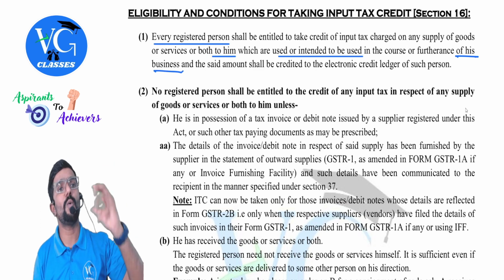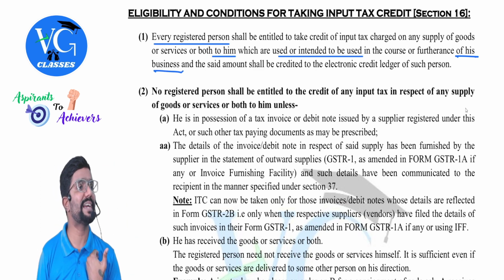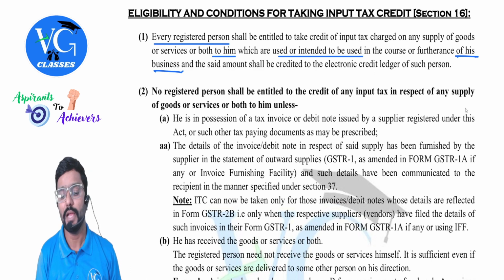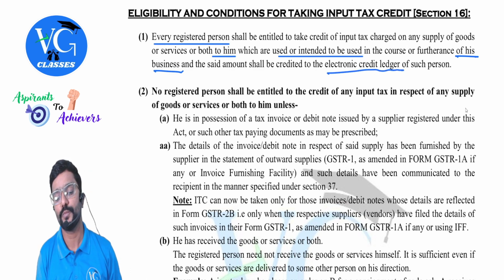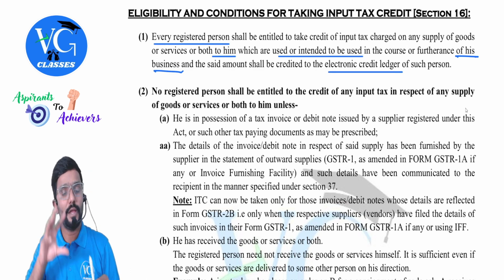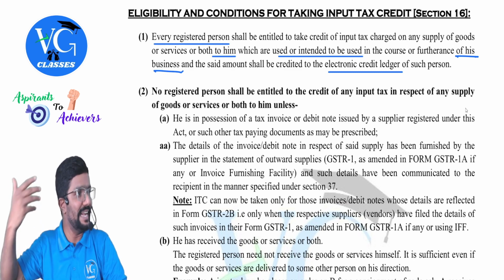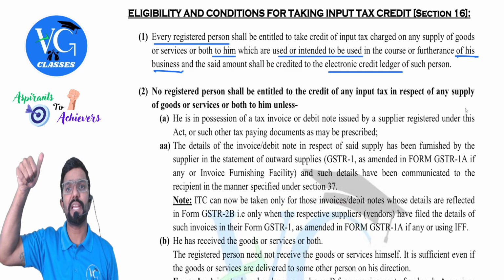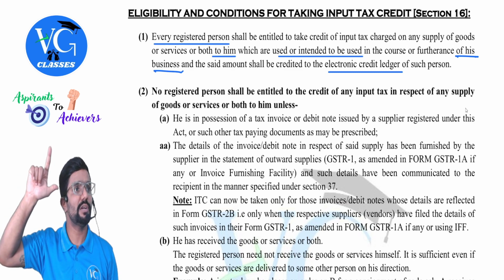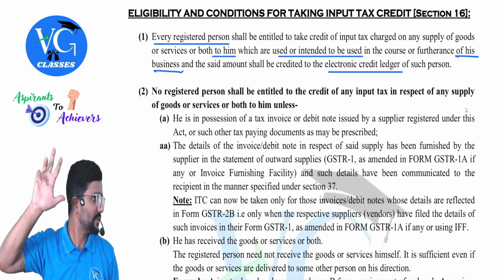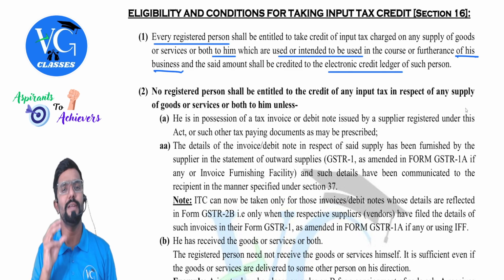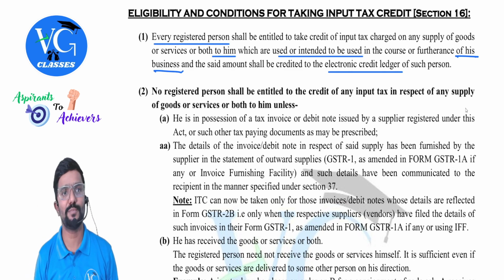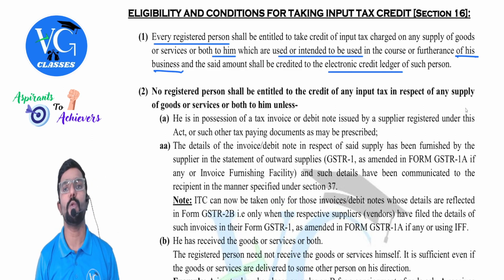And the said amount, whatever credit is available, will be credited or shown where, people? Electronic credit ledger. I already spoke about it. About these three ledgers, we need to learn in detail. We will be talking about it in the payment chapter. That is electronic credit ledger, electronic cash ledger, and liability register. Clear? Yes. Whatever is required as on today, I have given the explanation for that, guys. Fine, sir. This is all about subsection 1.